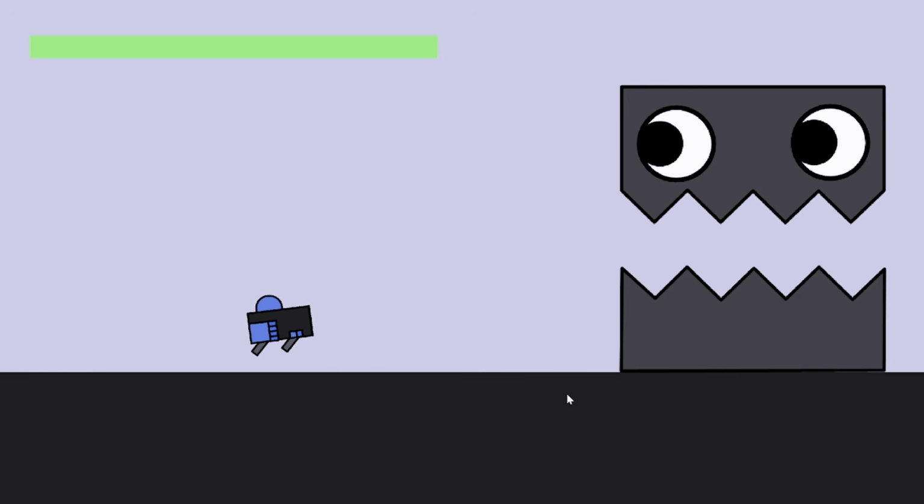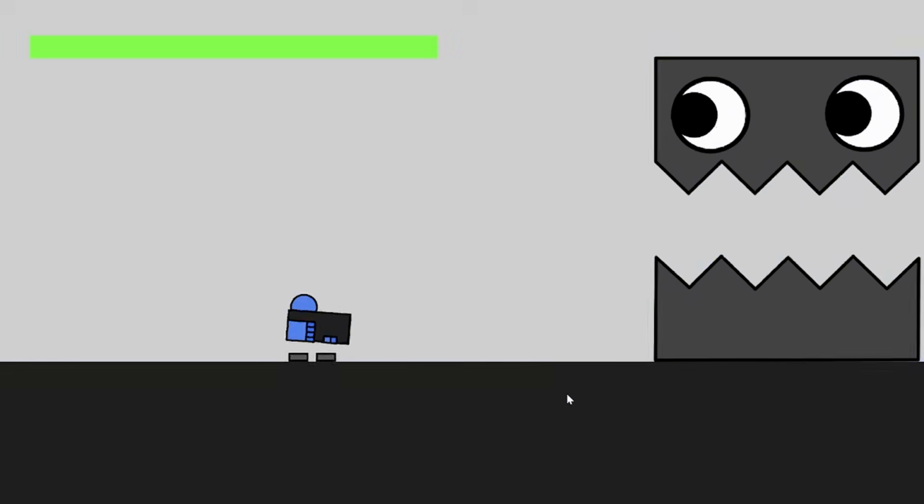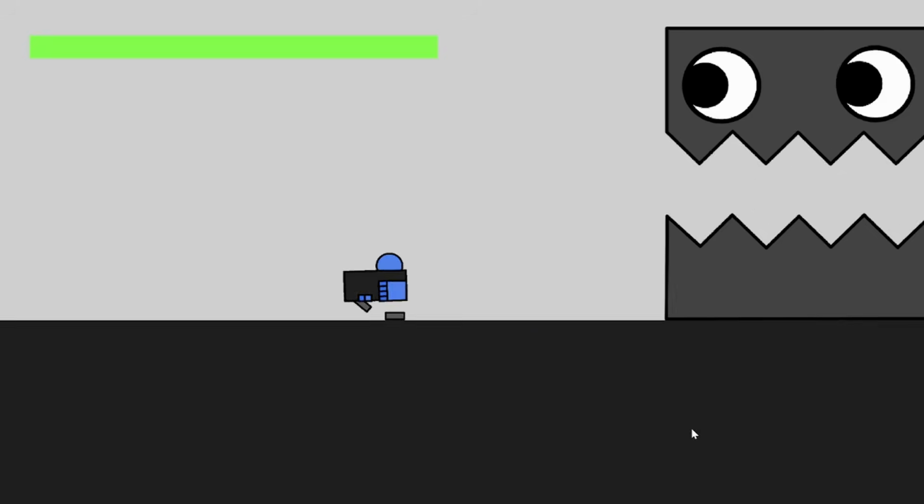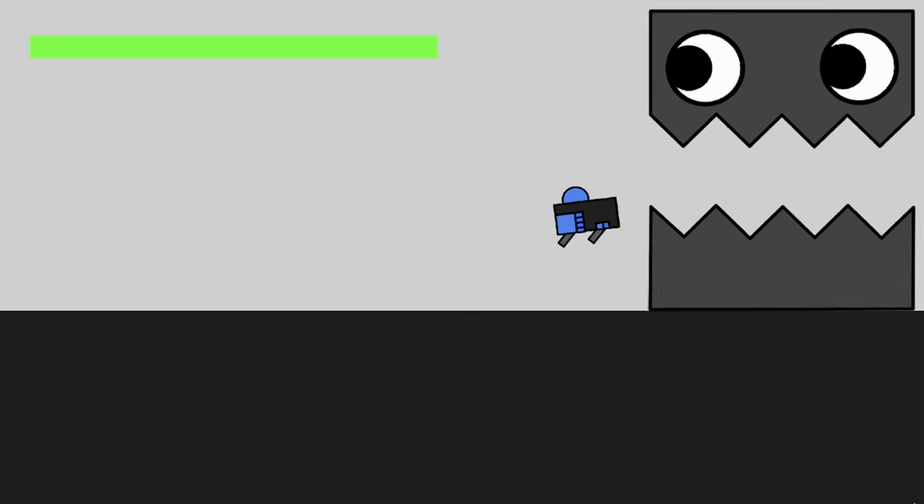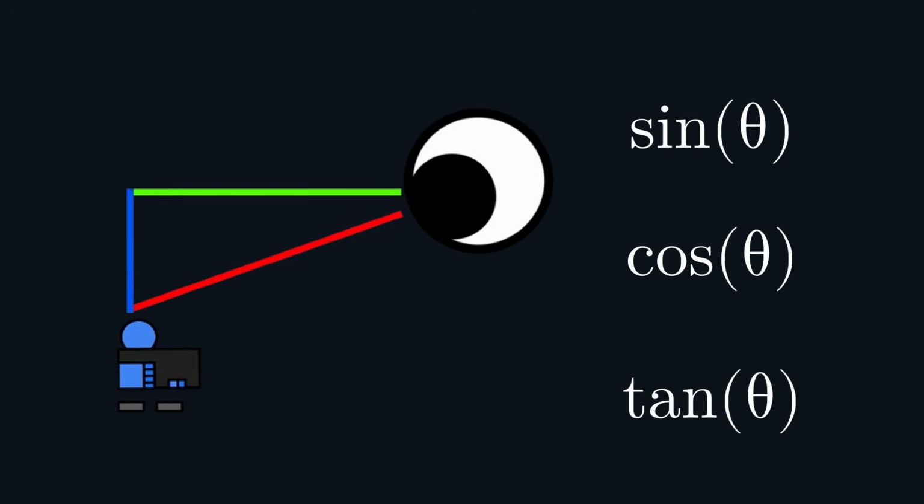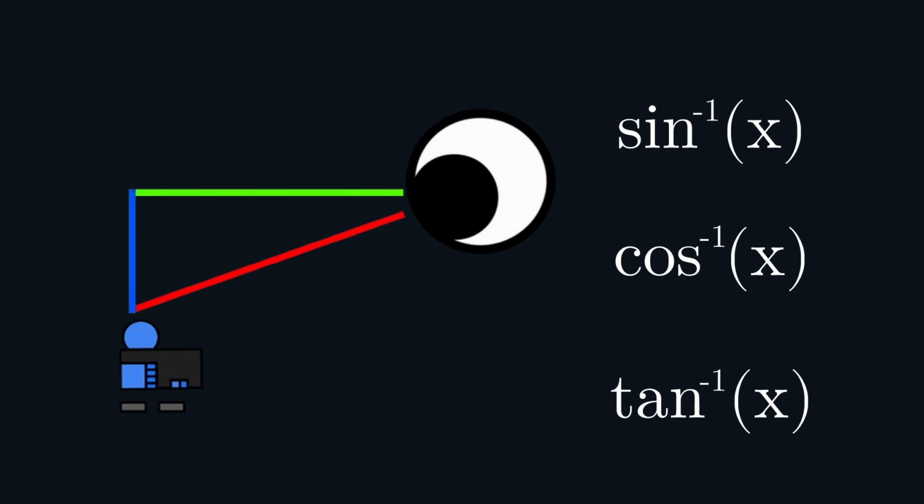How would you get the eyes to actually follow the player? Well, it becomes much simpler when you break down the logic of it. If we want the eyes to track the player, then what we really want is the angle between the eye and the player. With our knowledge on degrees, we could try calculating this angle with sine, cosine, or tangent. Or more specifically, by using inverse trig functions.